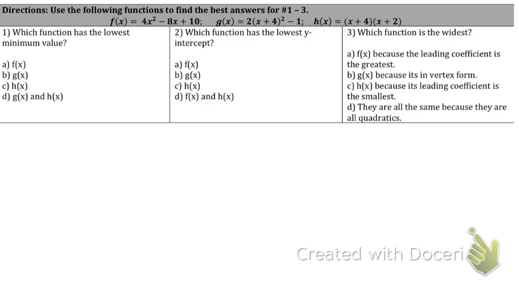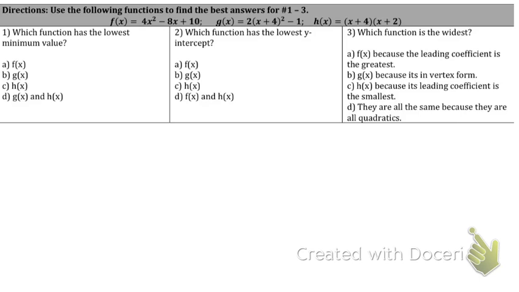All right, guys, let's start with these multiple choices, 1, 2, and 3. So we're going to go each one at a time. We're comparing these three functions: f, g, and h. And we're going to answer these questions about them. The first one we want to do is, which function has the lowest minimum value?